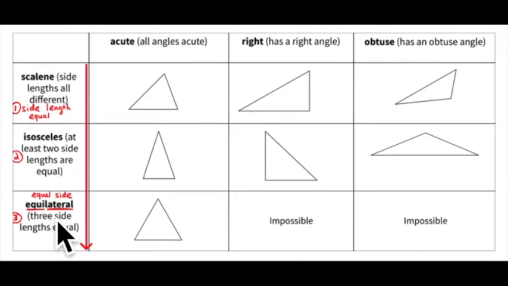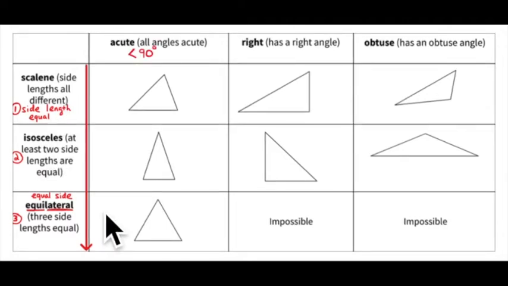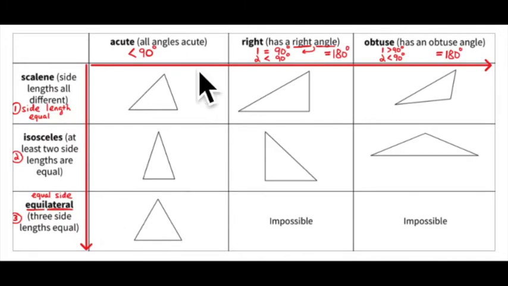Now equilateral actually means equal side. Lateral is another word for side, so equal side. So as you go down the rows, the comparison is to the lengths of the sides. Either one side equal, two sides equal, or three sides equal. We'll come back to isosceles in a moment, but as you work across the columns, the comparison is to 90 degrees. Either the angles are less than 90 degrees, one of the angles actually equals 90 degrees, or one of the angles is greater than 90 degrees. So across the column, acute, right, and obtuse has to do with the size of angles.